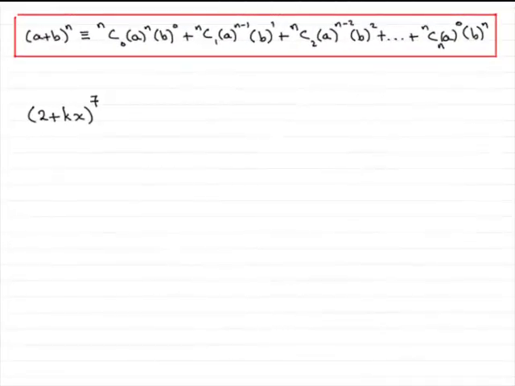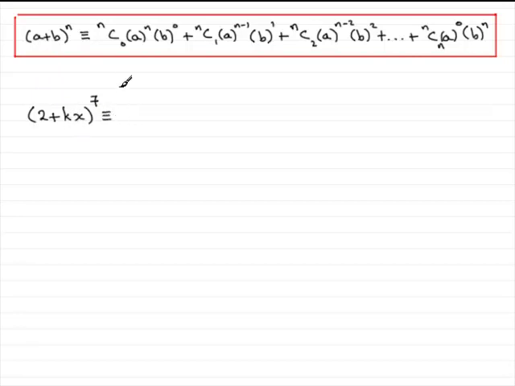Now in this part of the question we're asked to expand (2 + kx) to the power 7. We can use the binomial expansion formula here. As you can see, providing n is a positive integer, which it is, n is 7, then a is going to be the 2, b is going to be kx. So what is this going to be?